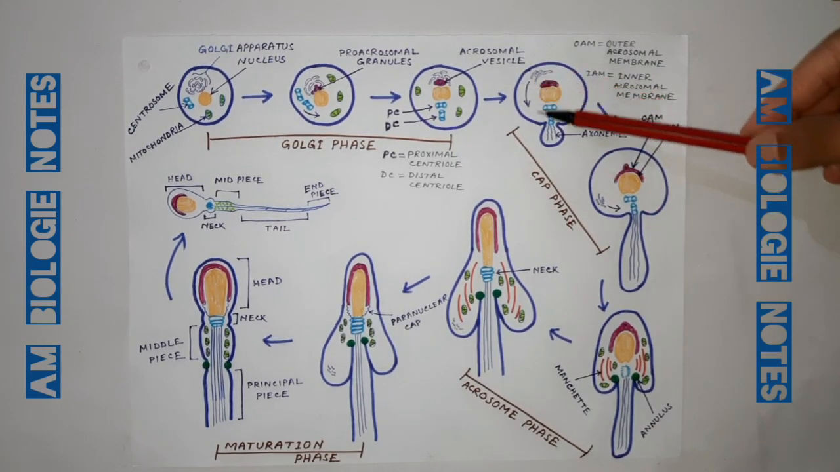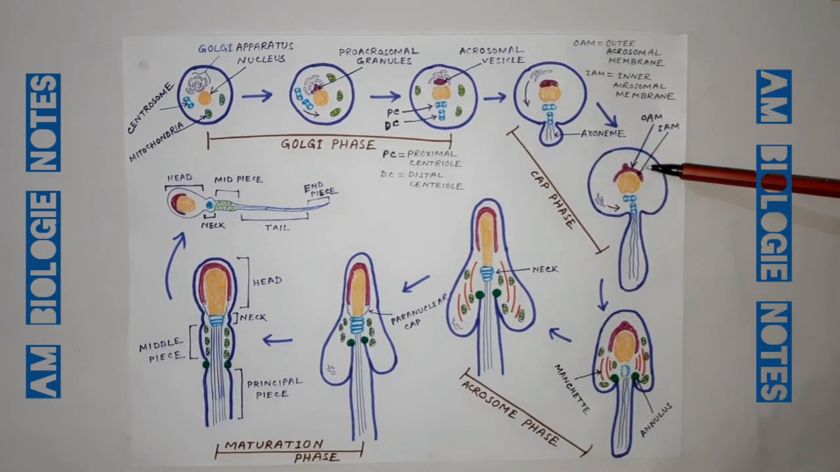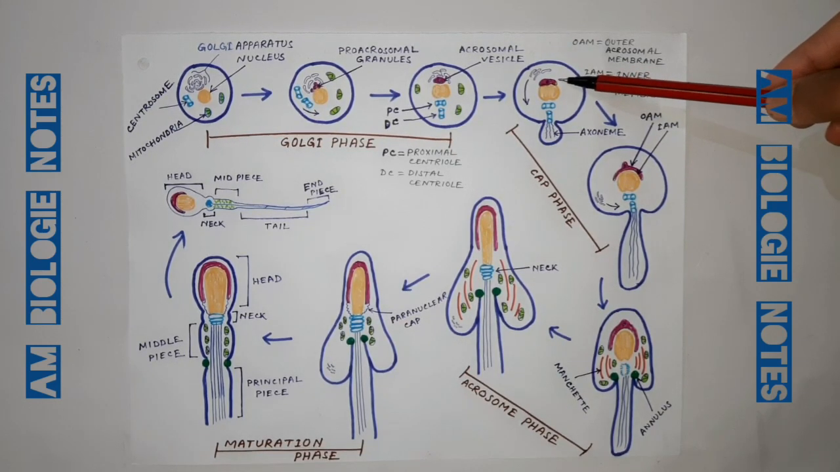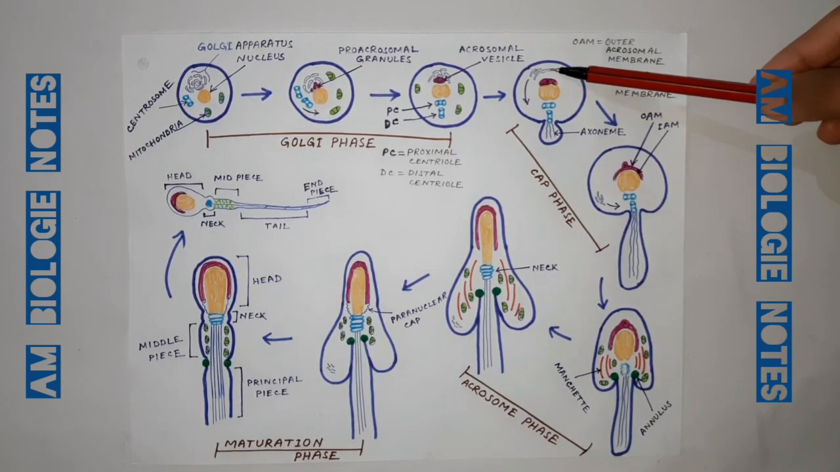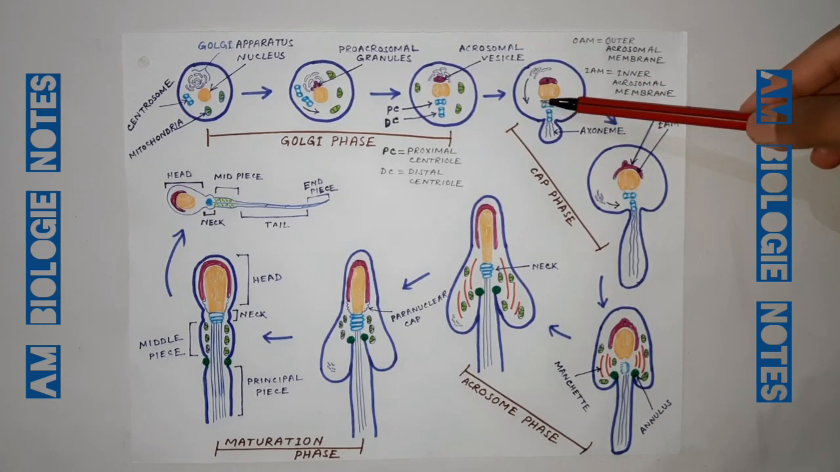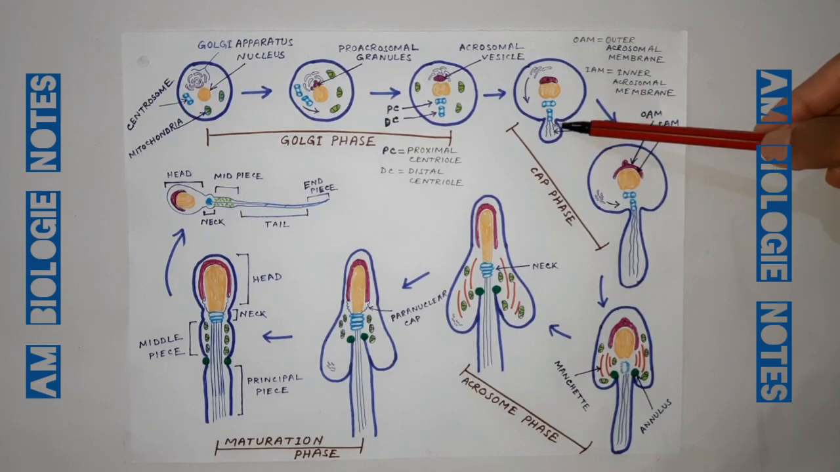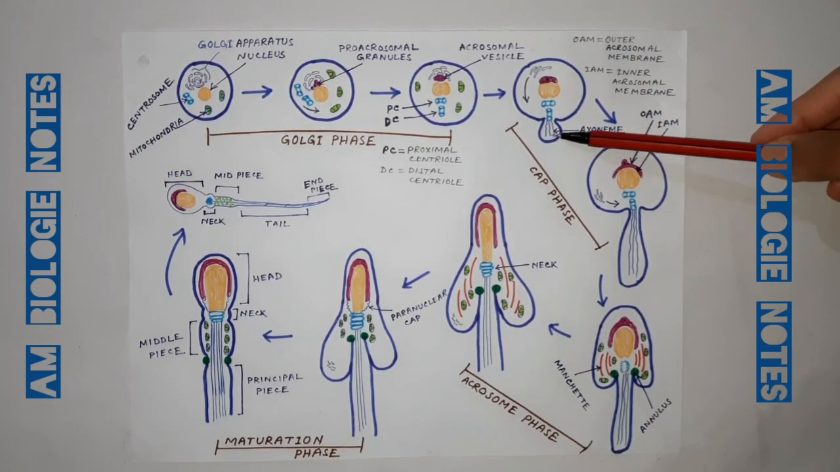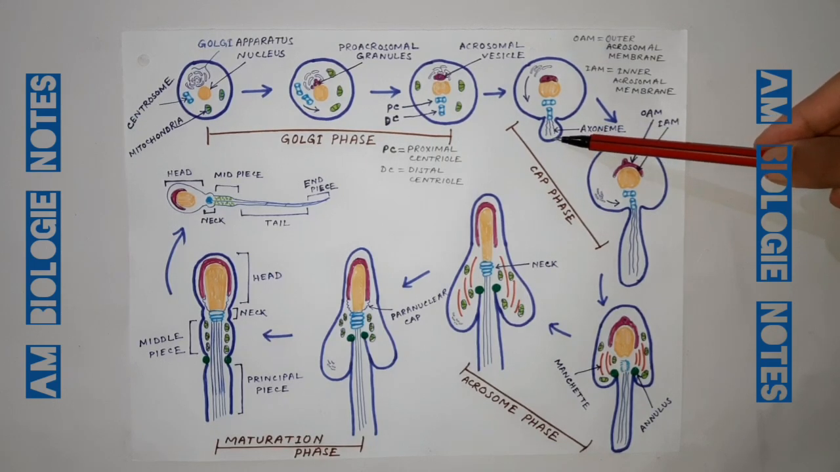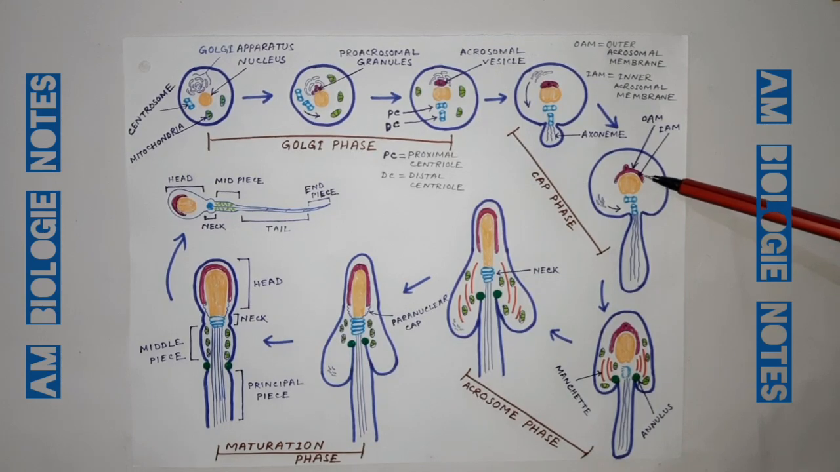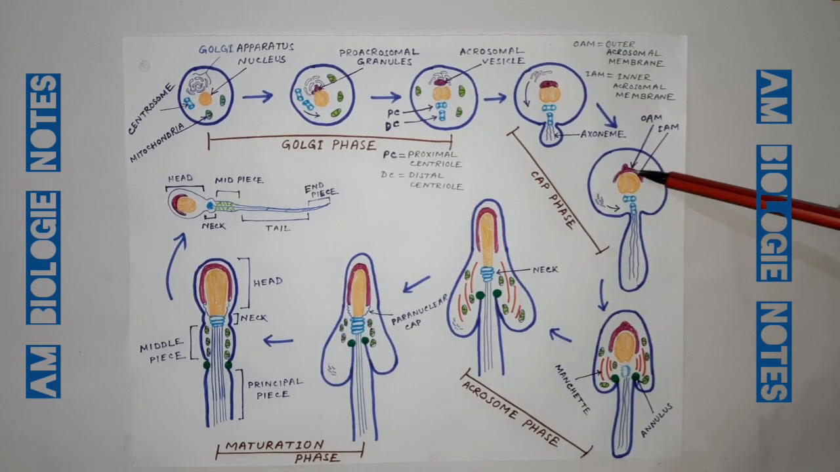Second phase, or cap phase. In this phase, the acrosomal vesicle flattens and begins to spread over the nucleus. The Golgi migrates toward the caudal part of the cell. The distal centriole forms the axoneme or flagellum that projects away from the nucleus toward the lumen of the seminiferous tubule. Finally, the acrosomal vesicle spreads over the anterior half of the nucleus.